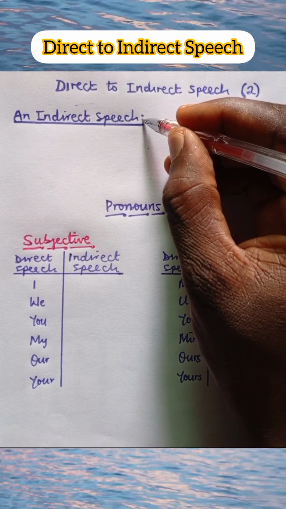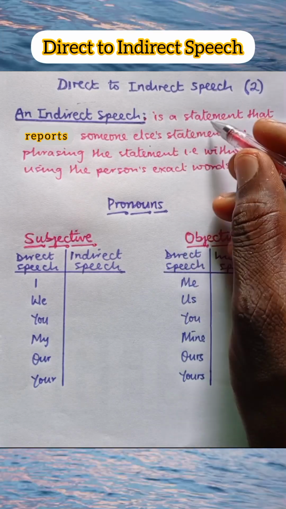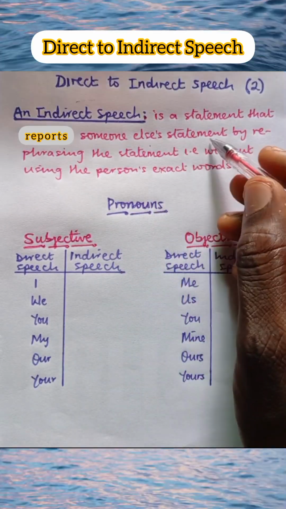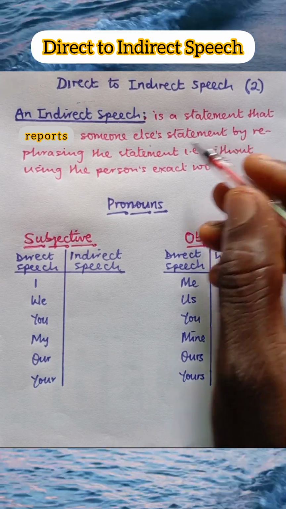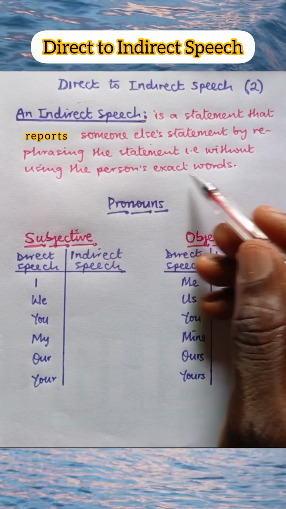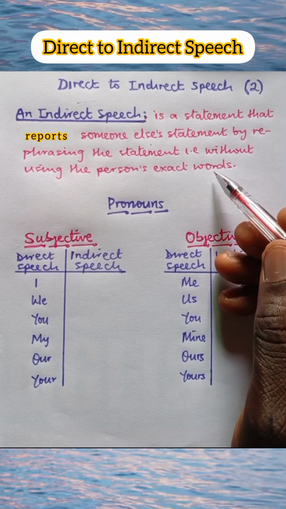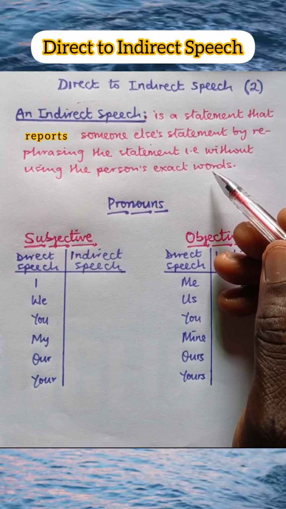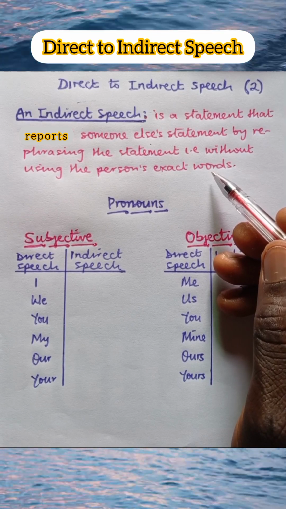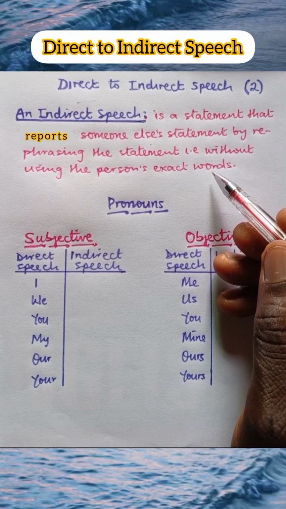Now, what is an indirect speech? An indirect speech is a statement that reports someone else's statement by rephrasing the statement, that is, without using the person's exact words. In other words, someone made a statement either written or oral, and now you decide to write the person's statement by rephrasing it, that is, without using the person's exact words. That your written statement is an indirect speech.